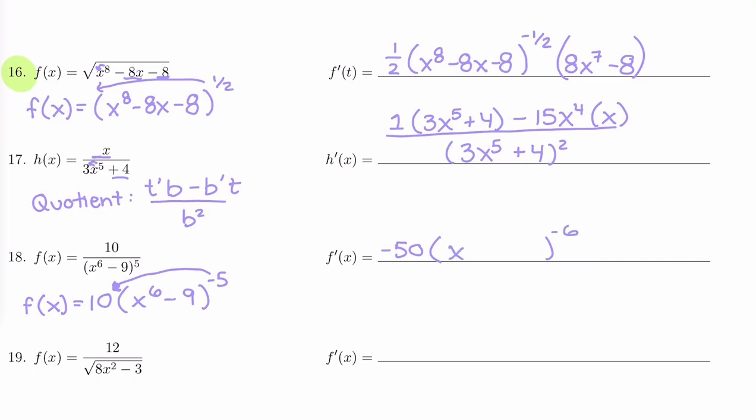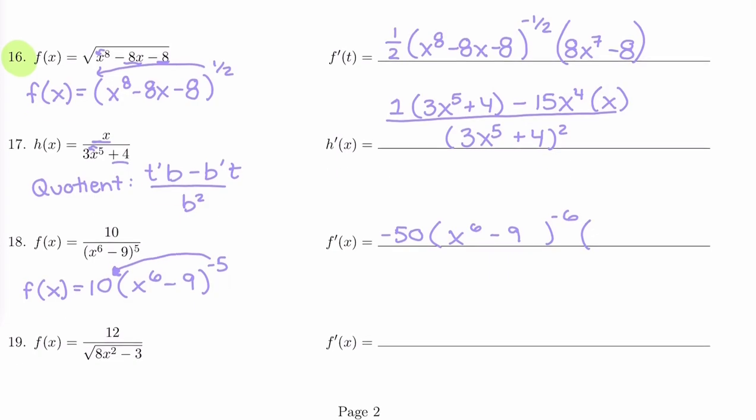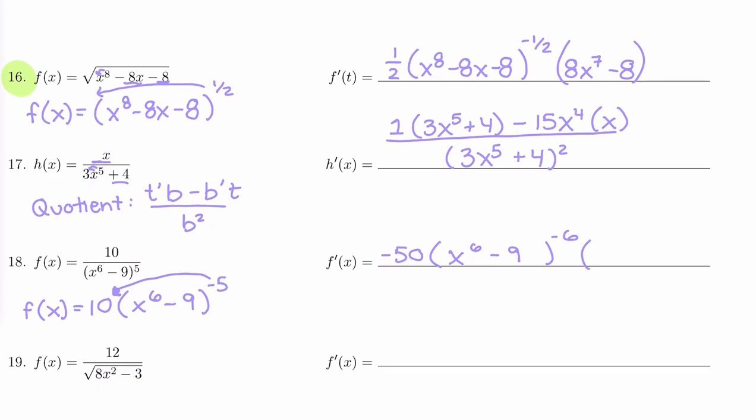We're going to copy down the original inside, x to the 6th minus 9. So we brought down the power, subtract 1 for the new power, and then we're going to leave some space to multiply by the derivative of the inside. The derivative of x to the 6th is going to be 6x to the 5th. Derivative of negative 9 is 0. So there's the whole derivative of the inside. And we're going to do that same exact thing one more time.